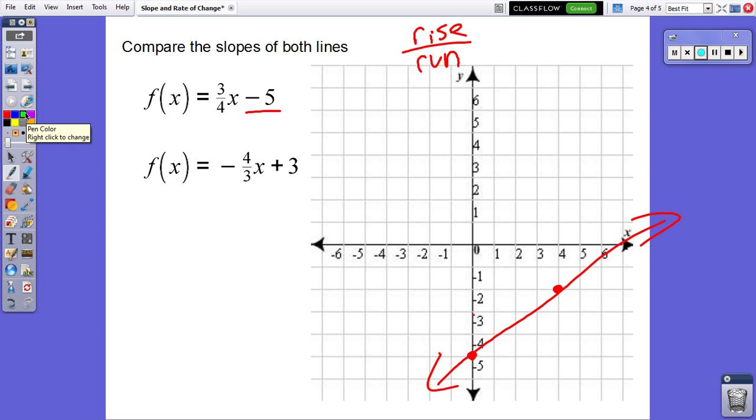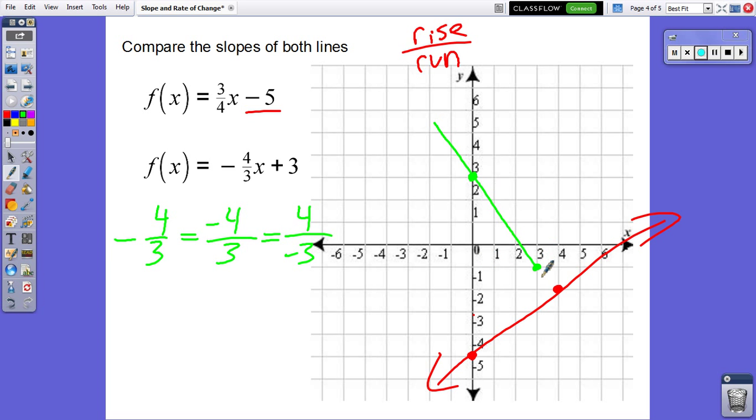For the second line, we have a y-intercept of 3 and a slope of negative 4/3. Now if you have the fraction negative 4/3 with a negative out front, that's the exact same thing as either having the negative on the top or having it on the bottom. It doesn't matter which way you do that. So if we go from the y-intercept, we can either go down 4 and to the right 3, or we could go up 4 and to the left 3. It doesn't matter which one you do. I'm going to go down 4 and to the right 3. 1, 2, 3, 4. 1, 2, 3.